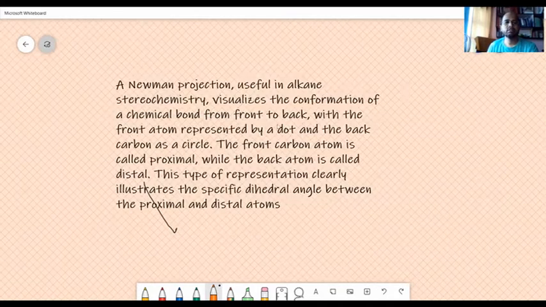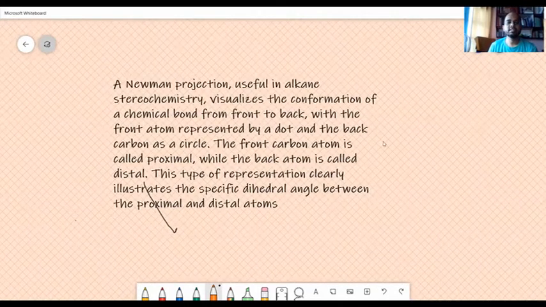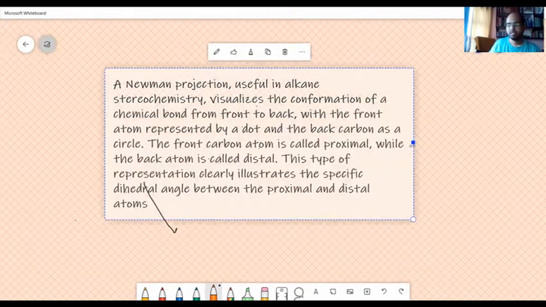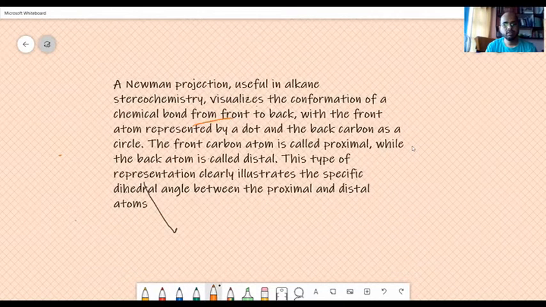A Newman projection formula is useful in alkane chemistry, which visualizes the conformation of a chemical bond from front to back, with the front atom represented by a dot and the back carbon atom as a circle. You see the dot here. The dot is at the front and the circle is at the back. That is the Newman projection. You should not forget this Newman projection.